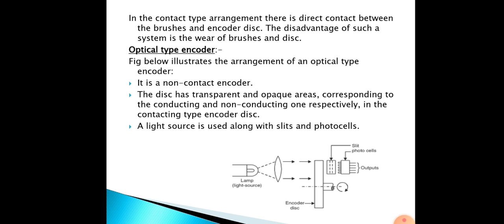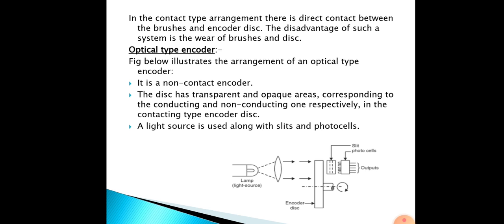The light source is used along with slits and a photocell. The photocell corresponding to the particular track would produce an electrical output if the transparent portion is in front of the slit and light source, giving the on state, 1, while no electrical output from a cell would correspond to off, that is 0.